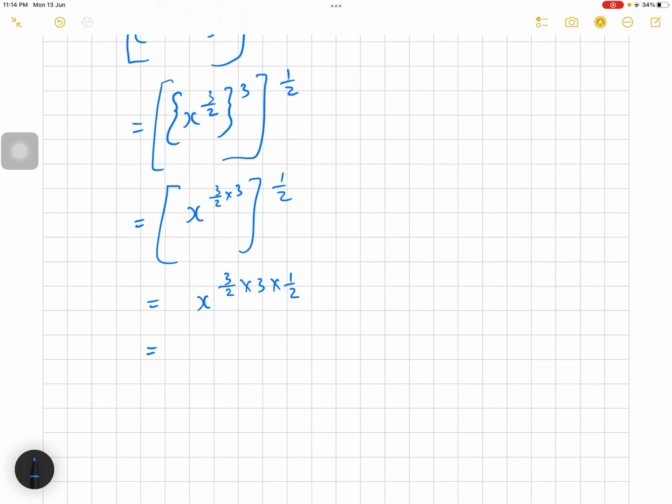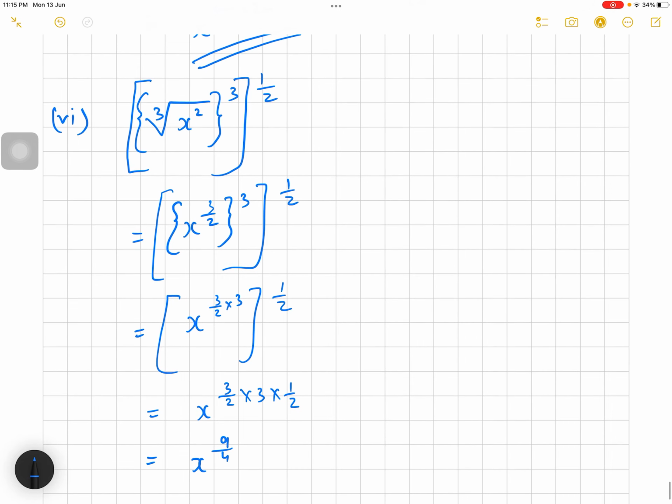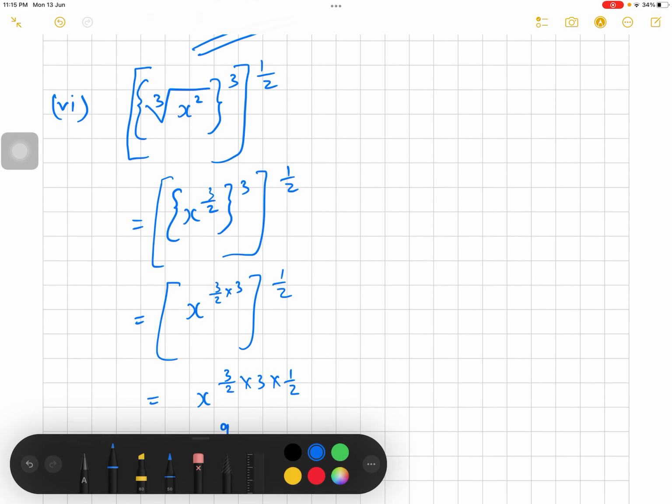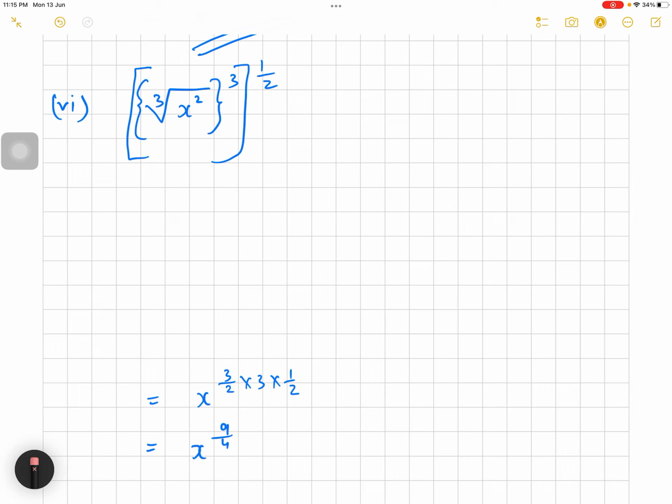So this can be written as x raised to 3 3s are 9 upon 2 2s are 4. Correct? Oops. No. Wrong. This is not right. Wait. Here only I made a mistake. This is not right.